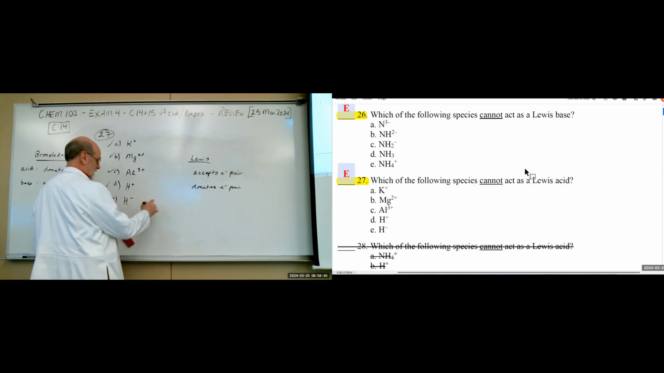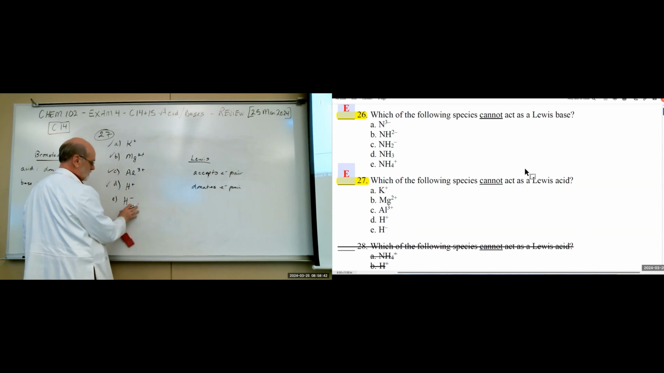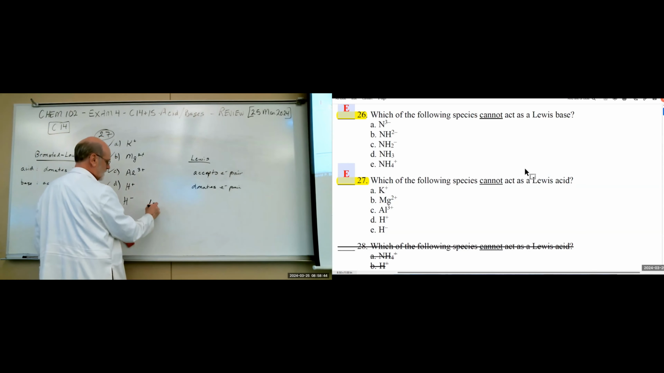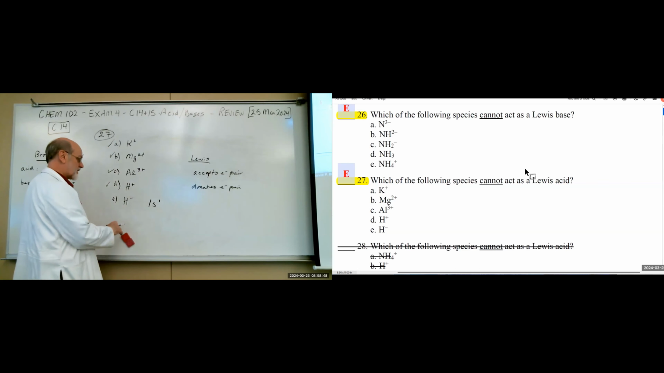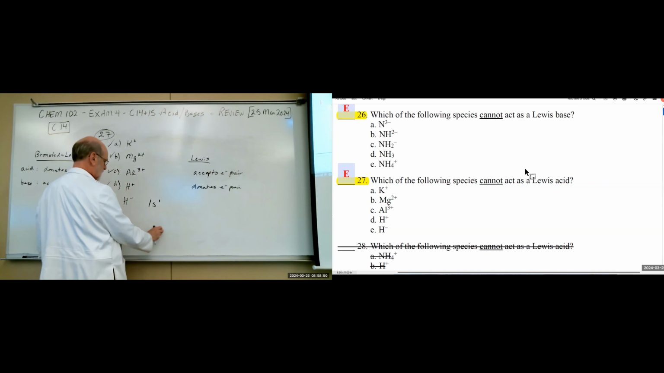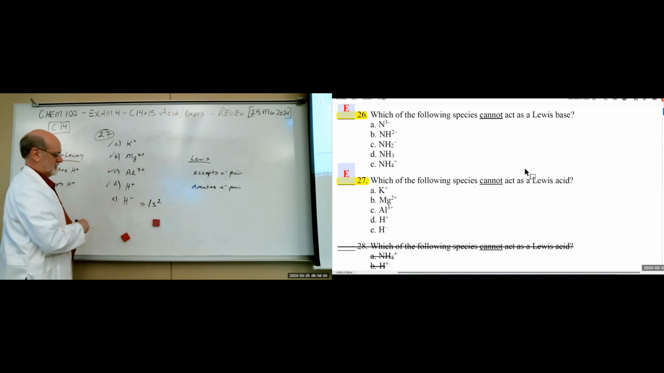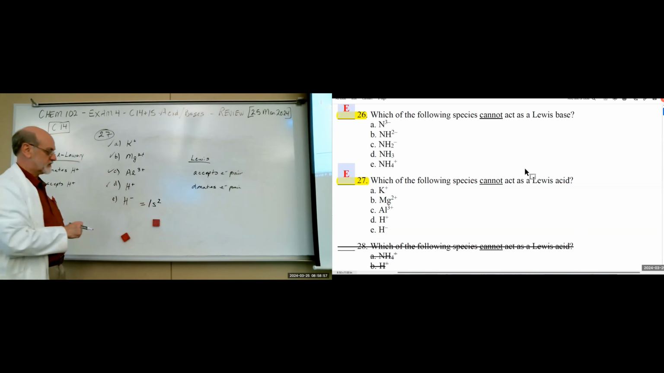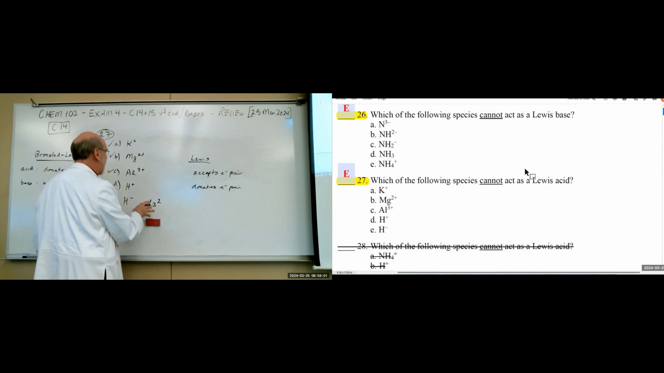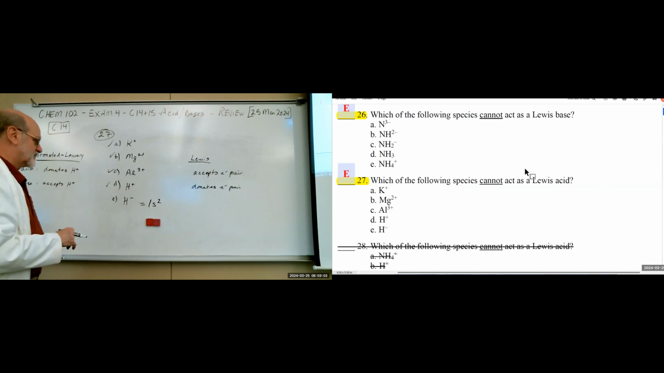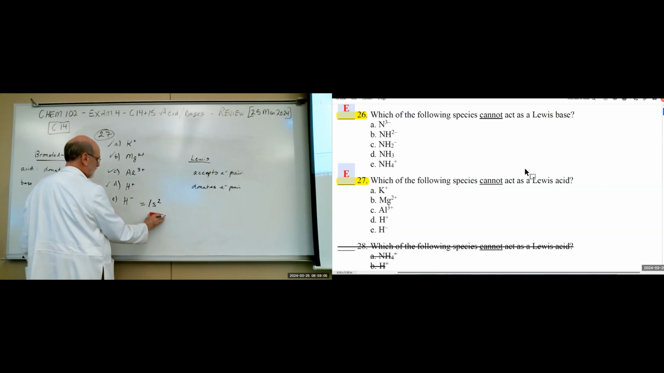Why? We have to look at the electron structure of hydrogen. It starts off at 1s1, right? So it's got room for one more electron. And that's what this one is. There's no more room for electrons there. So it does not act as a Lewis acid, cannot accept electron pairs.